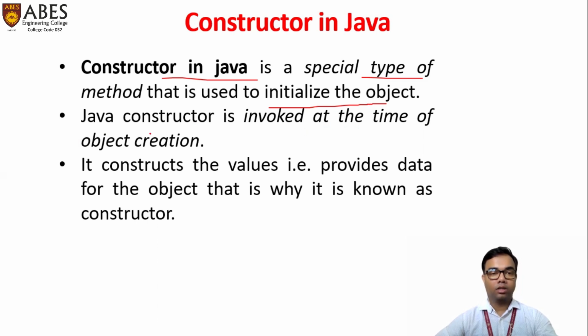The constructor is invoked at the time of object creation. When you create the object of the particular class, the constructor automatically invokes. Means you don't have to call the constructor; it automatically calls when you create an object. And why do we call it a constructor? Because it constructs the values, means whatever members you have, you can initialize these members with the help of the constructor. So basically it will provide data for the object. That is why it is known as a constructor.